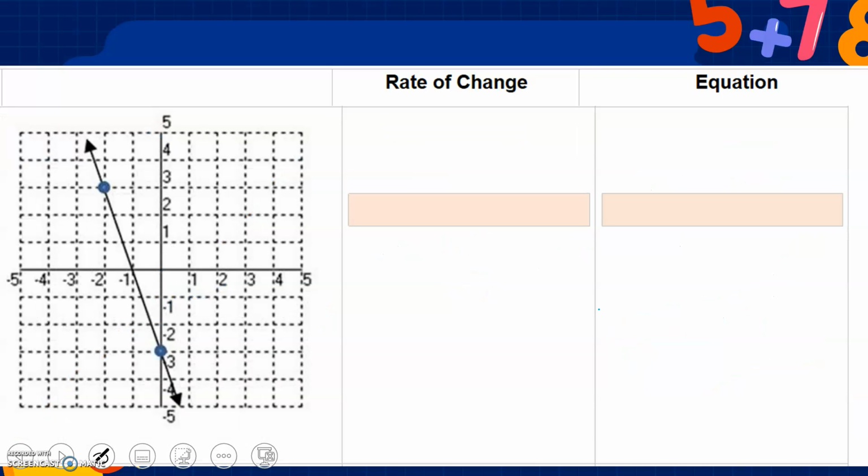Okay, let's do another one. We have a rate of change. Let's identify our x and y axis. Let's identify if this is proportional or non-proportional. So this is non-proportional. So we know that our rate of change is m, which is equal to rise over run. So let's go ahead and start.